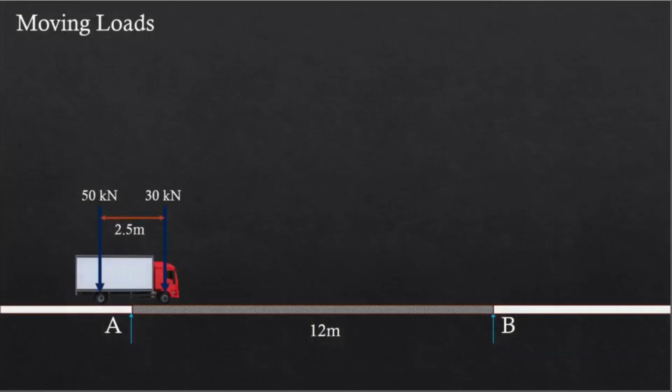Today we're going to be talking about moving loads. Now, a moving load refers to any load that changes its position over time on a structure. This is opposed to a static load which remains in a fixed position. In engineering, engineers must consider moving loads when designing structures like bridges, roads, and railways to ensure that they can safely carry vehicles, trains, and other dynamic loads without excessive deformation or failure.